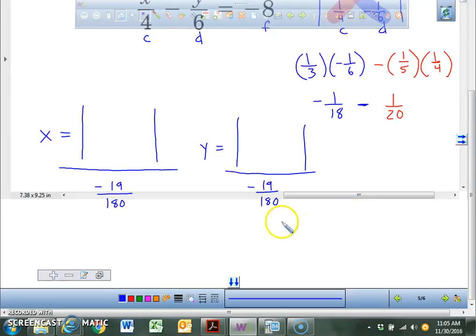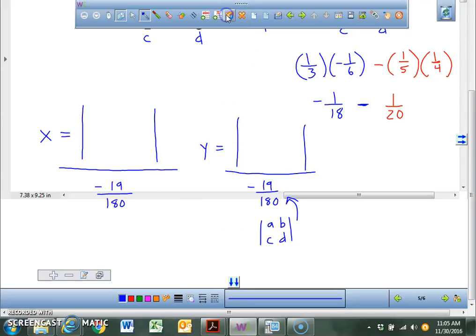That was the answer to what? That was the answer to the determinant of A, B, C, D. That's what that represents, right there. That's an ugly arrow.